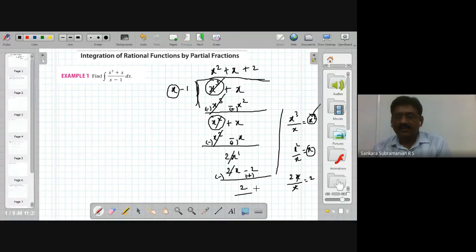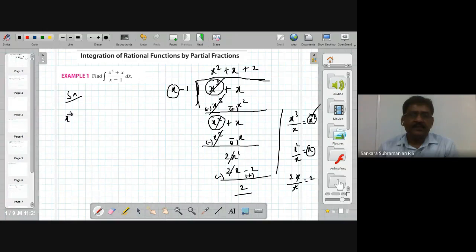Now I cannot proceed further because the remainder is a constant. Its degree is 0 and the divisor's degree is 1. Therefore, I can stop here. Now, how to rewrite it? The solution for this particular problem is to rewrite the given integrand, x cubed plus x divided by x minus 1, as quotient plus remainder by the divisor.